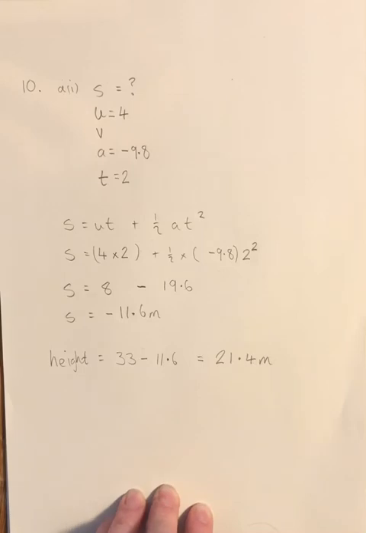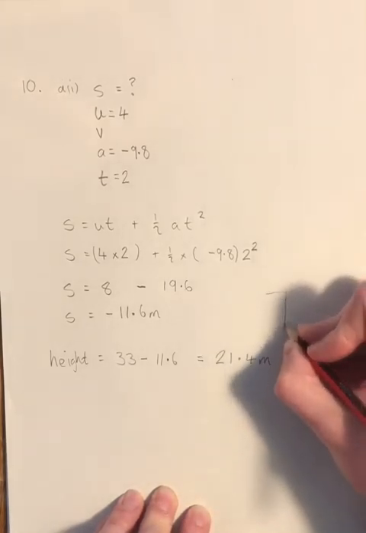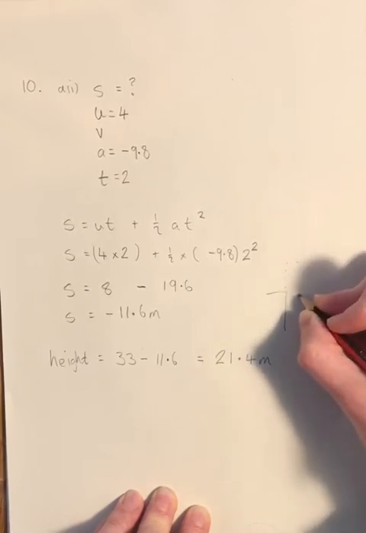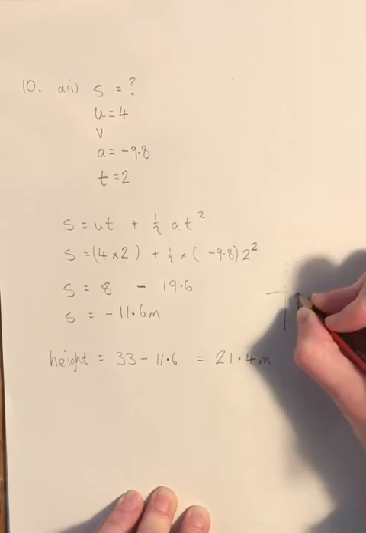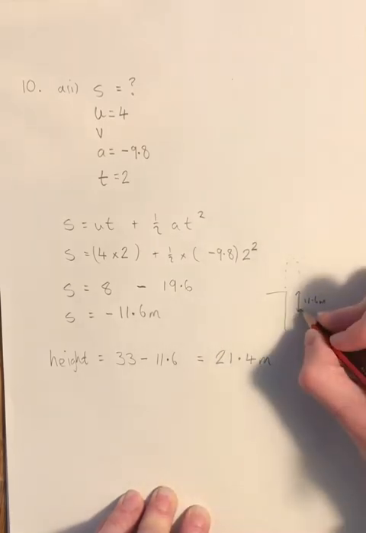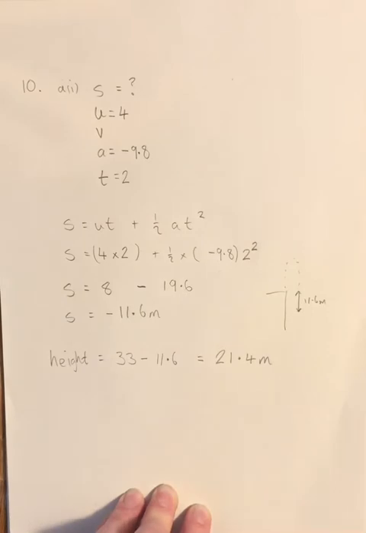Now what does that actually mean? That means that the ball is thrown upwards, it comes back down to where it started, and then it falls a further 11.6 metres from the height of the cliff. So it's fallen down 11.6 metres. So it's 11.6 metres below where it started.